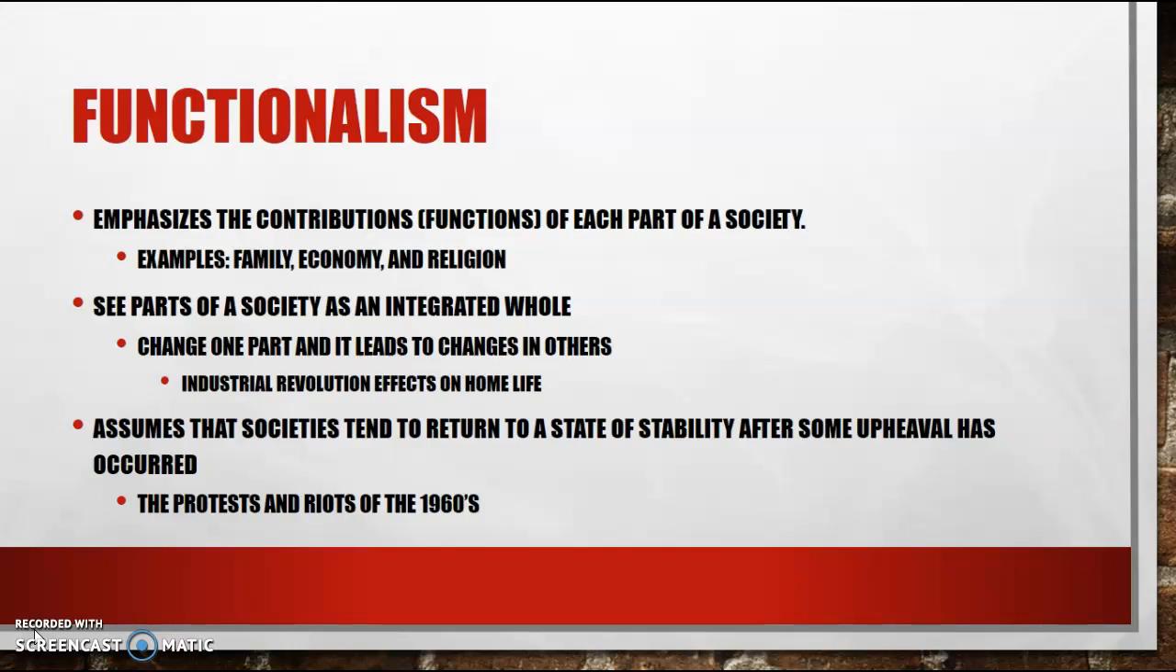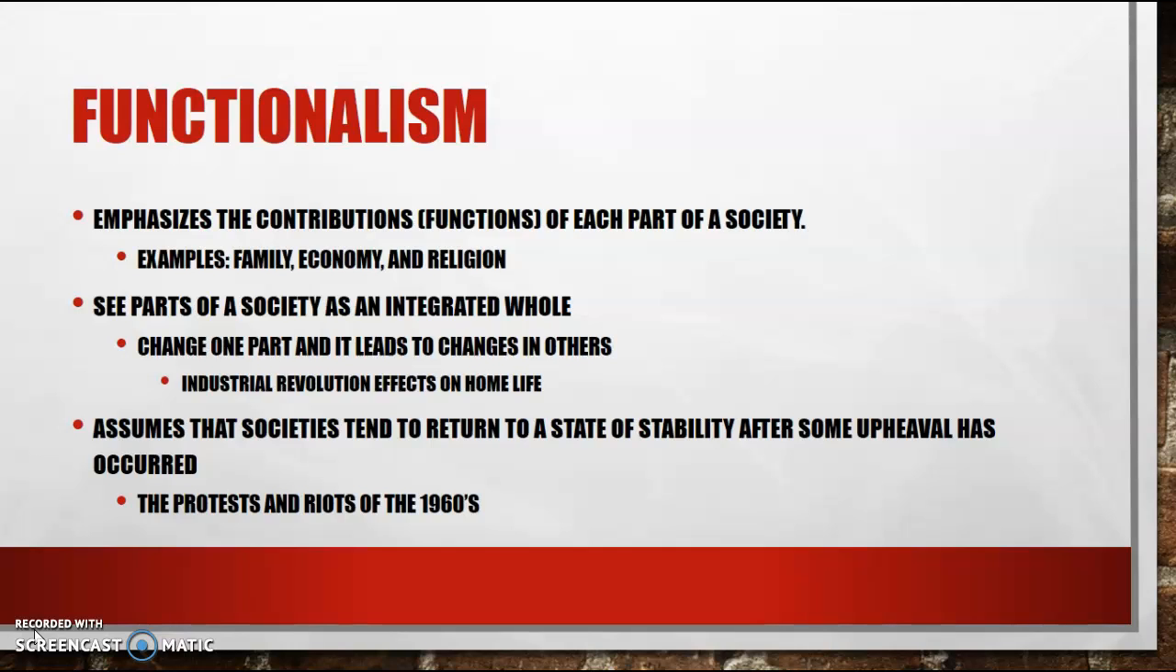Change in one can lead to change in others. The example of this is the Industrial Revolution. How did it affect home life? You used to have people who were self-sufficient and they farmed and they lived away from cities. Then the Industrial Revolution came along, and all of a sudden you have people living in cities. You have the rise of big businesses. You have the elite becoming more elite, and you have families turning into a smaller unit. You don't have as many kids being born because on the farms they needed more people to work the farm.